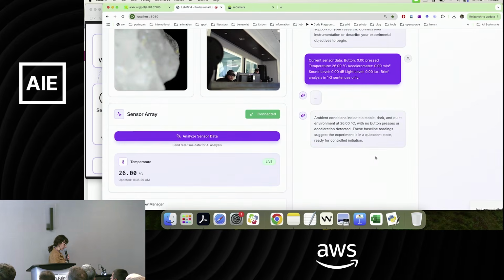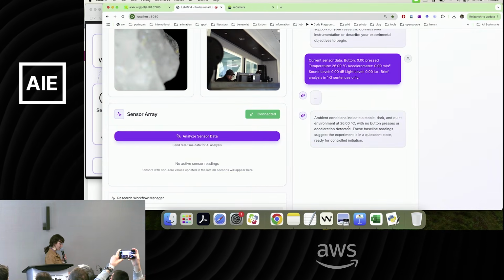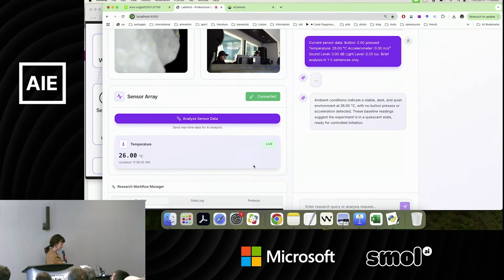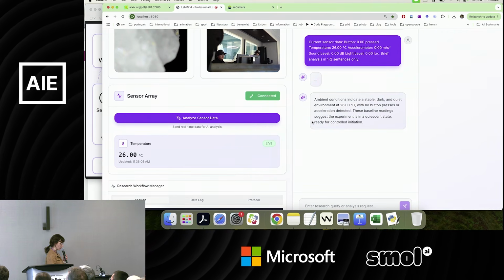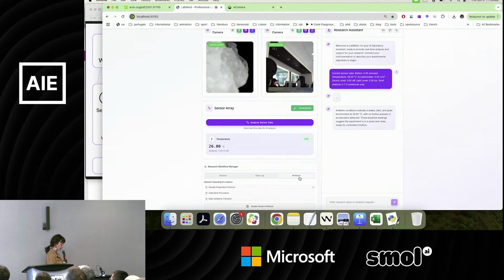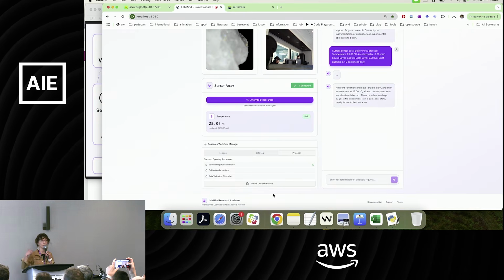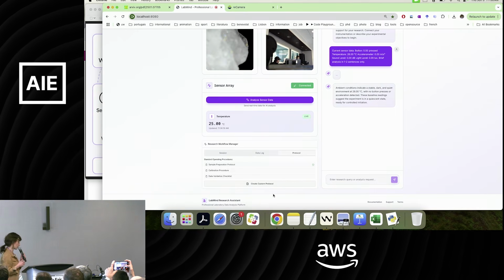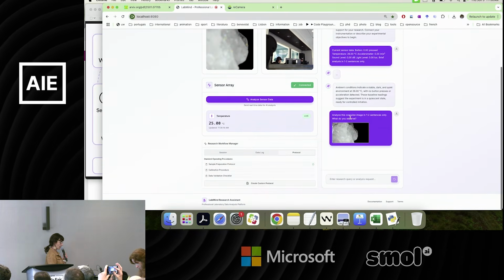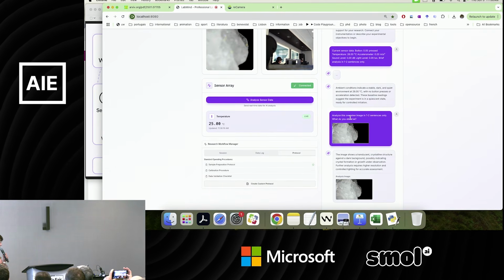So it's telling me that the ambient conditions indicate a stable, dark, quiet environment, because it knows it can measure all these different sensors, no buttons, but it sees that the temperature is 26 degrees. And then I can actually give it more context. I can go and create a protocol and say, this is the type of experiment that I want to do. So whenever you give me feedback about the data or the images that I'm sending from the microscope, which I can also do, it's going to be in the context of that experiment with those conditions and those constraints.